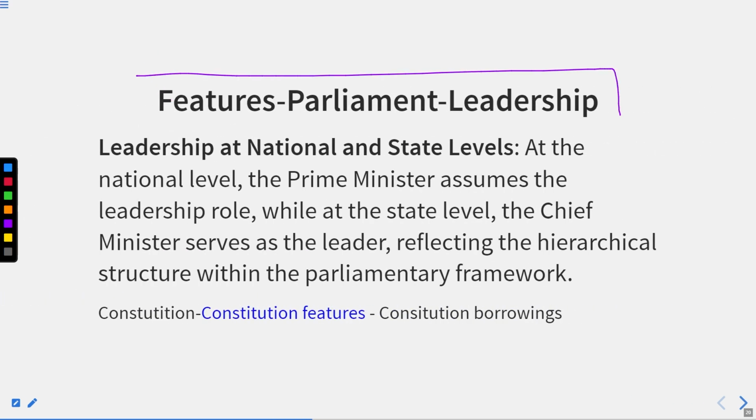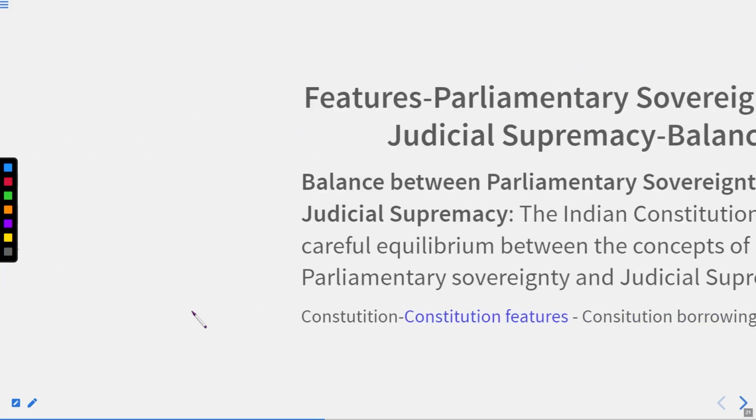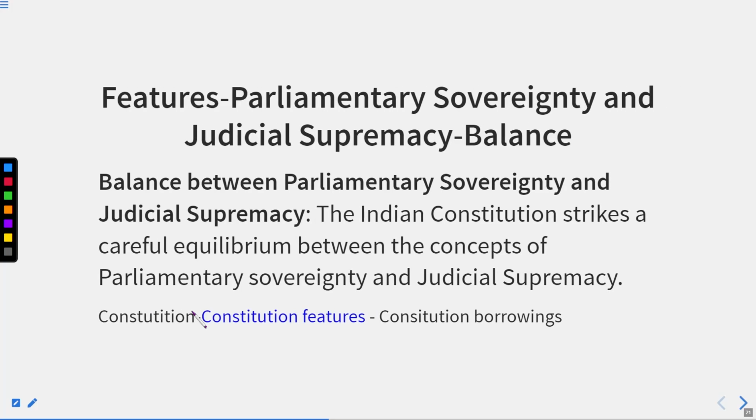Thereafter, we have the leadership. Leadership at national level and the state levels. At the national level, the Prime Minister assumes the leadership role, while at the state level, the Chief Minister serves as a leader, reflecting the hierarchical structure within the parliamentary framework. Got it? Now, let's move forward.